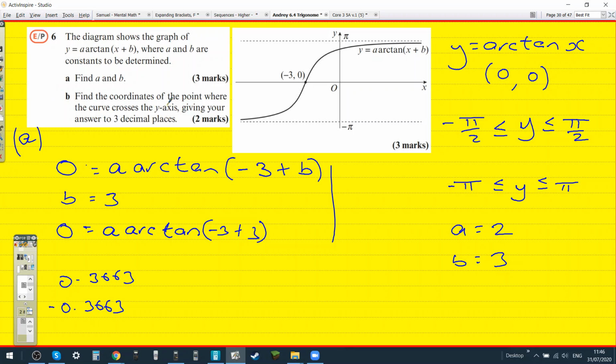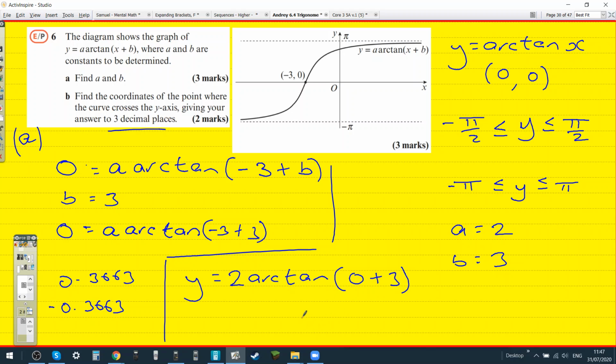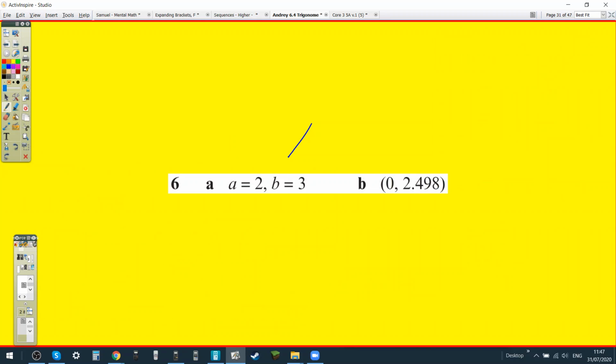Sorry, there was a part B. They want the y-intercept to three decimal places. So just sub everything in and put 0 instead of x. Yeah. And then I got 2.498. 2.498. That's it. Great.